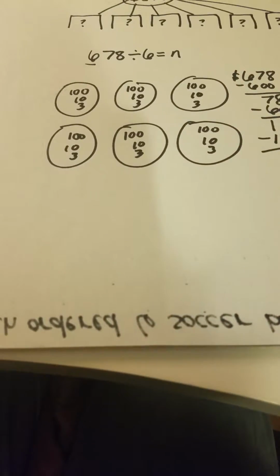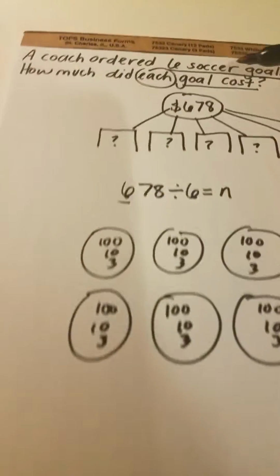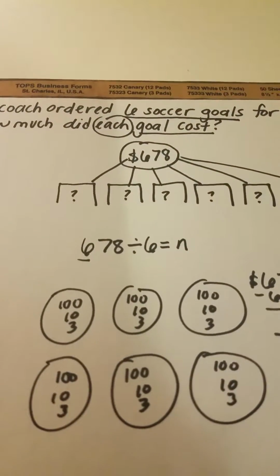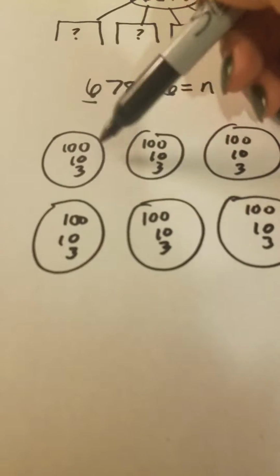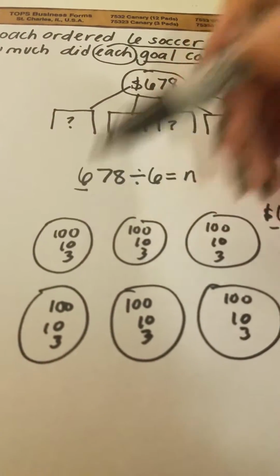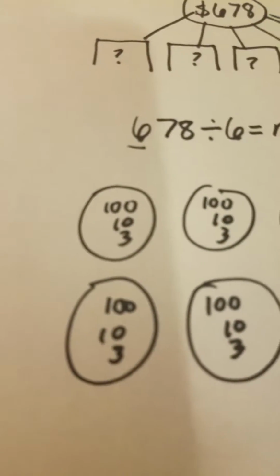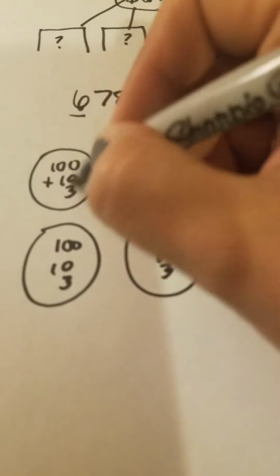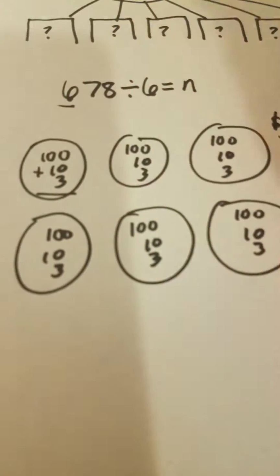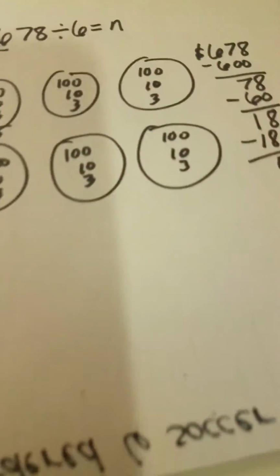My 6 groups are really representing my goals. So go back to the question. The question was, how much did each goal cost? All I have to do is look at one goal, because this circle represents one of these, a goal, and I add up all the parts that are in there, which are actually called partial quotients. We'll be learning that soon. And I can just pretty much add it right there. 100 plus 10 is 110, plus 3 more is 113. So that is my answer, boys and girls.